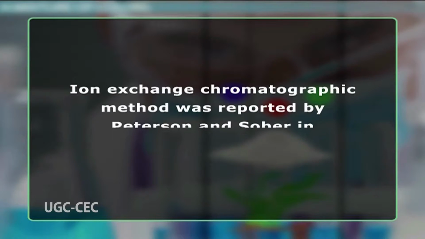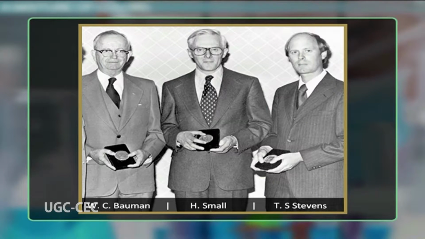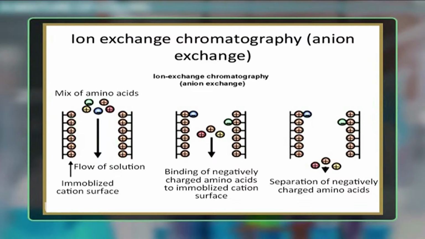In order to separate proteins, an ion exchange chromatographic method was reported by Peterson and Sober in 1956. In modern form, ion exchange chromatography was introduced by Small, Stevens and Bauman in 1975. When this technique was initially developed, it was primarily used for water treatment. Since 1935, ion exchange chromatography rapidly became one of the most heavily leveraged techniques, with its principles often being applied to the majority of fields of chemistry, including distillation, adsorption and filtration.